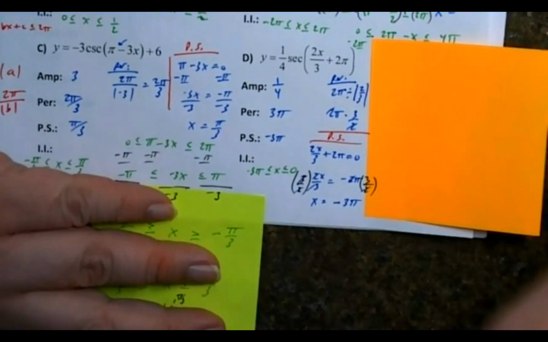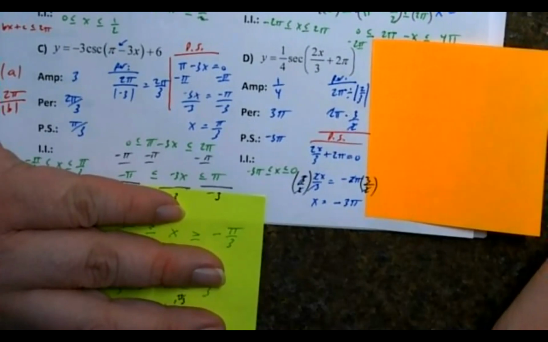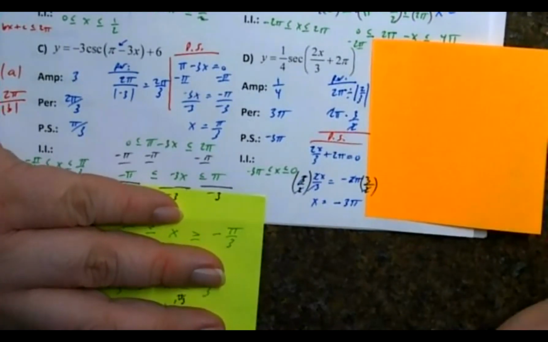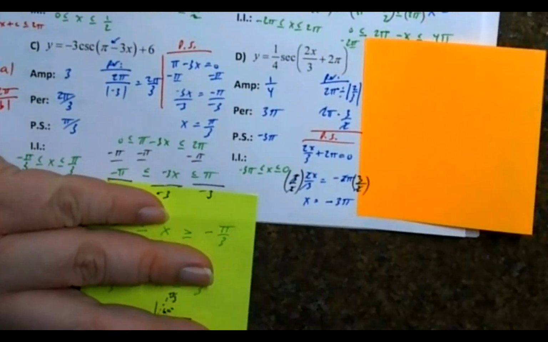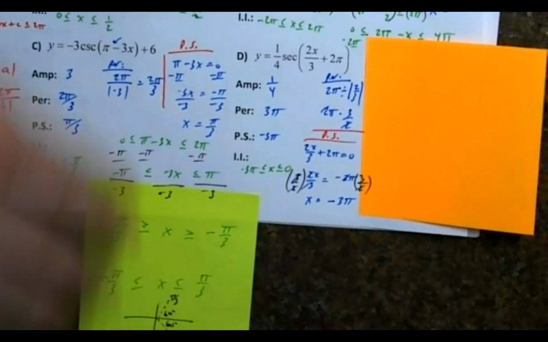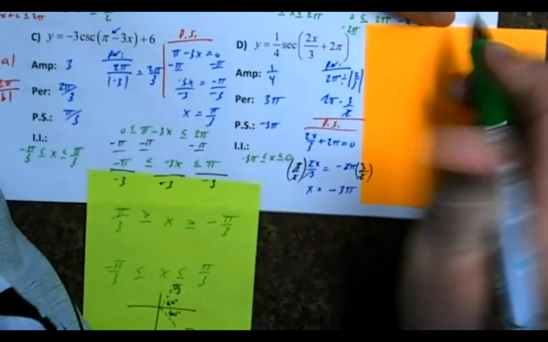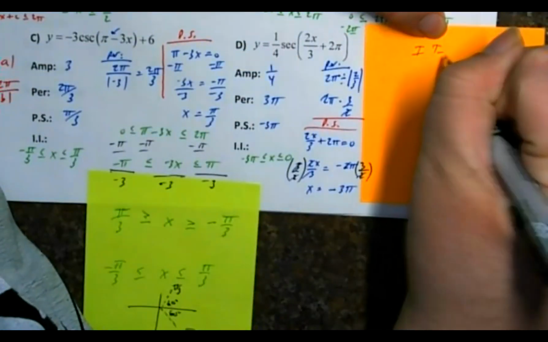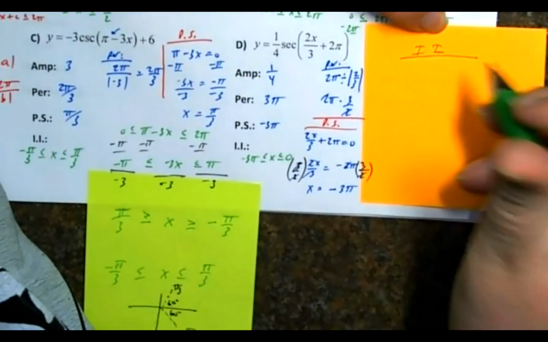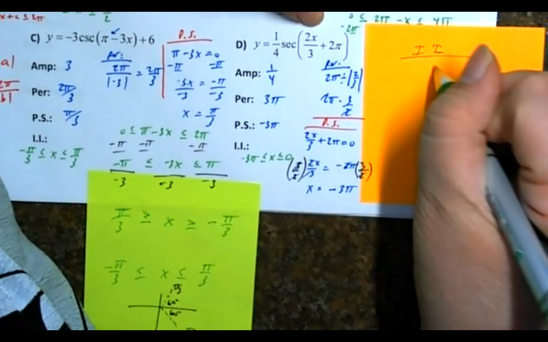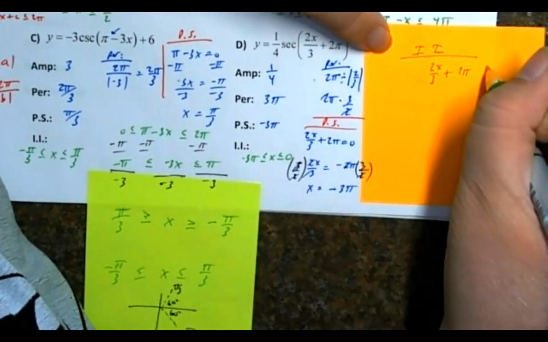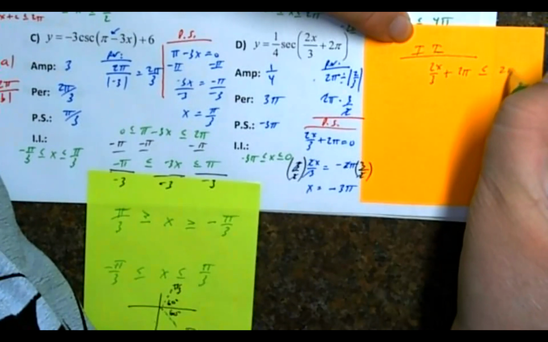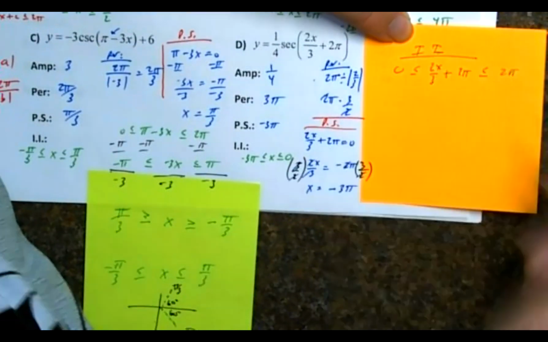Now, you might be wondering how I know this. There's 2 reasons I know this. It doesn't apply to all of these though, so you have to be very careful with this. Well, first, let me do my initial interval. All right, I am taking 2x/3 plus 2 pi and setting that between 0 and 2 pi.